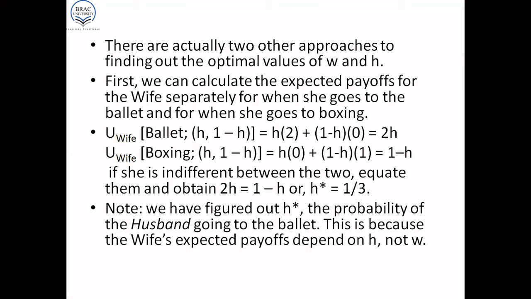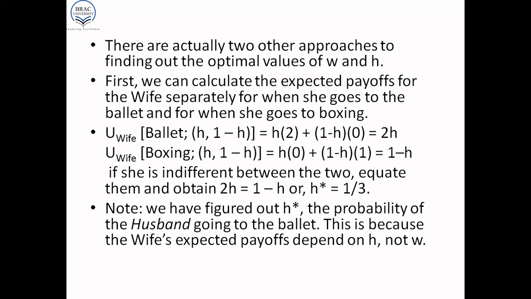First, we can calculate the expected payoffs for the wife separately for when she goes to ballet and for when she goes to boxing. So if the wife goes to ballet only, given the husband's probabilities H and 1 minus H, then her expected payoff is H times 2 plus 1 minus H times 0, and that is equal to 2H. The wife's expected payoff when she only goes to boxing, given the husband's probabilities H and 1 minus H, is H times 0 plus 1 minus H times 1, which when simplified is 1 minus H.